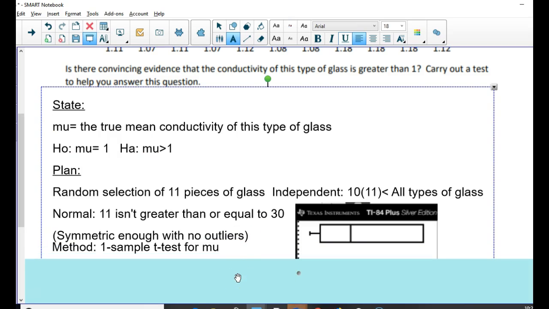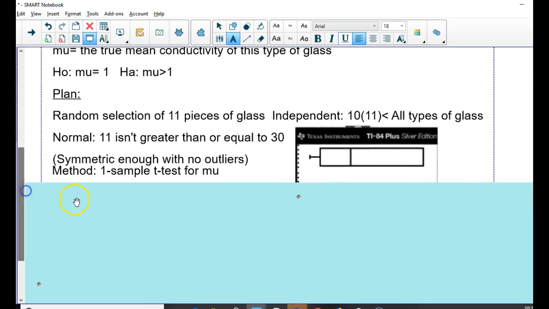Our method then is a 1 sample t-test for mu. So we have our plan done now. The plan is worth 1, 2, 3, and 4 points, 5 if you have to graph and say that's symmetric enough with no outliers.